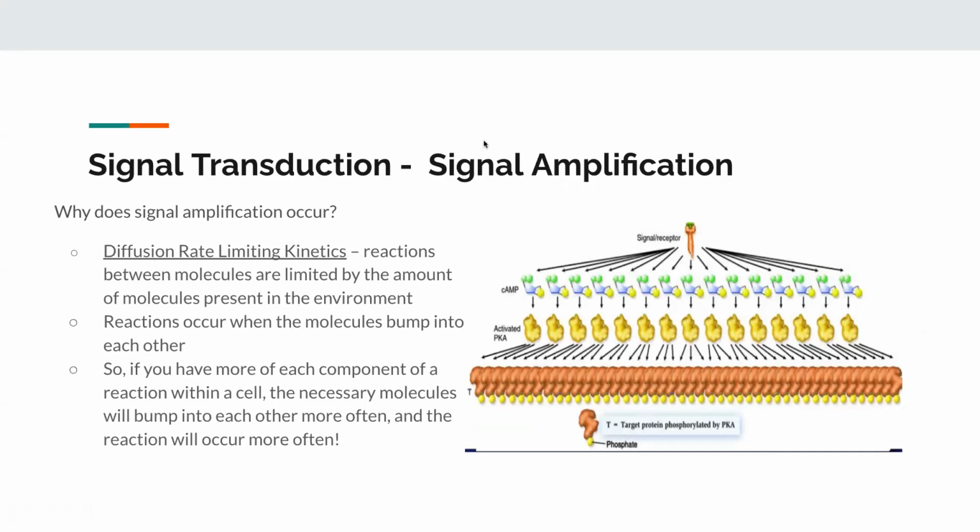And now to go over signal amplification. Signal amplification occurs because of diffusion rate limiting kinetics. Basically, reactions between molecules are limited by the amount of molecules present, because for reactions to occur between molecules that are just floating around, they need to be bumping into each other. So if we have more of each component of these reactions, we're going to get more reactions because they're going to be able to bump into each other way more often. That's basically the point of signal amplification. The signal will be received by the receptor, and this will cause multiple downstream reactions instead of just sending one downstream reaction, if that makes sense.